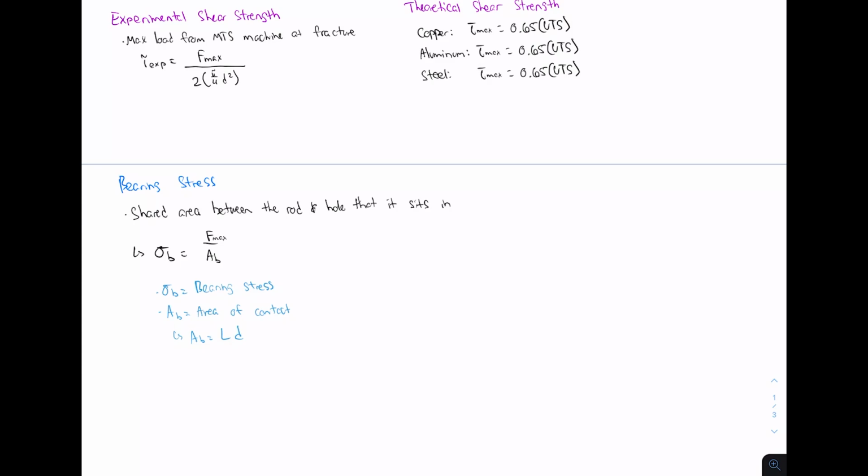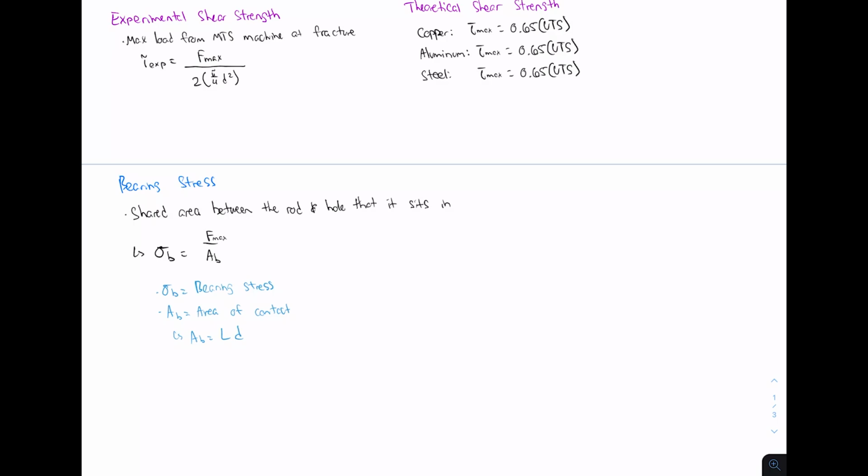We'll change that to F max. We're also going to use that force that we have at fracture. And then A sub B, that's going to be the area of contact. So in the case of our lab, that's going to be the length of the rod that's in contact with the surface that it's touching, and then we're going to multiply that by the diameter. So again, another pretty simple formula, and that's all we have to do for this lab.